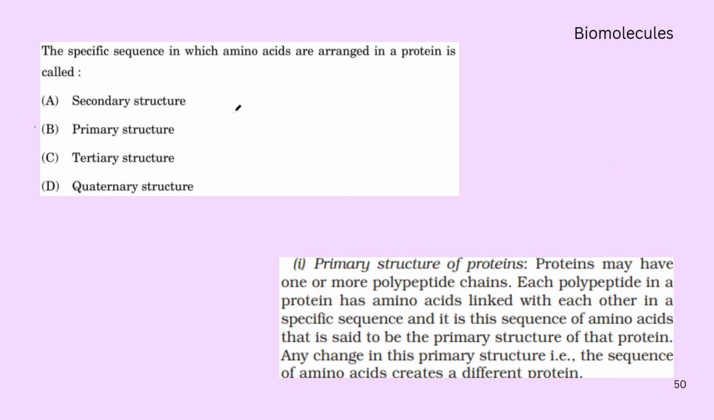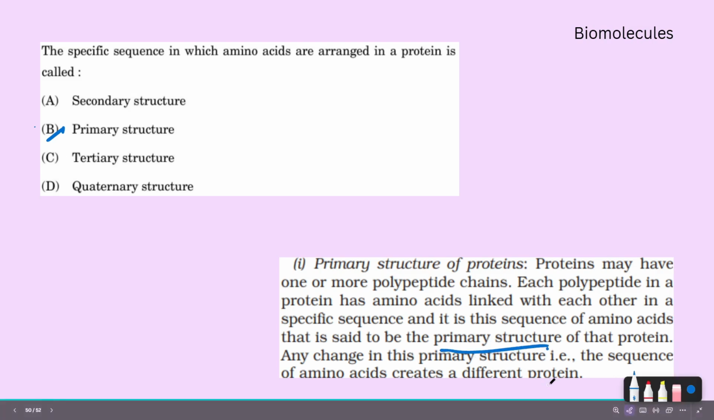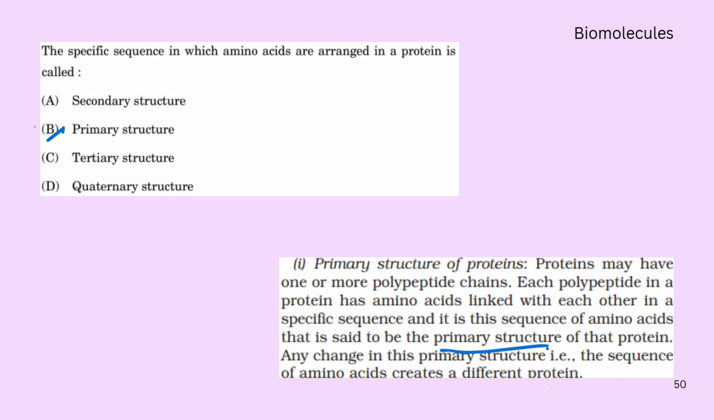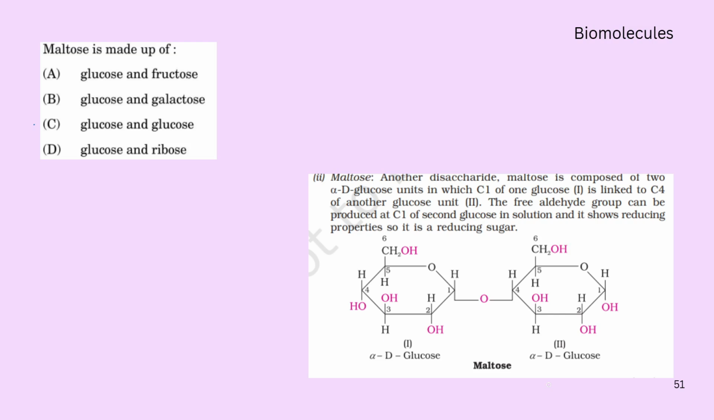The specific sequence in which amino acids are arranged in a protein is called the primary structure. Basically, each and every amino acid is attached in a certain sequence, and this sequence is said to be the primary structure of that protein. Next one, maltose is made up of glucose and glucose. So the answer is going to be C. The remaining are obviously incorrect because they don't have the individual carbohydrates written correctly.